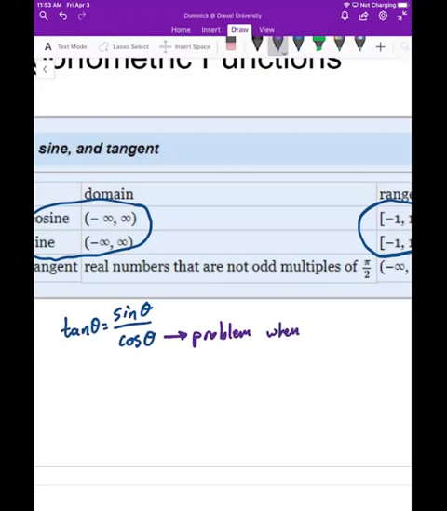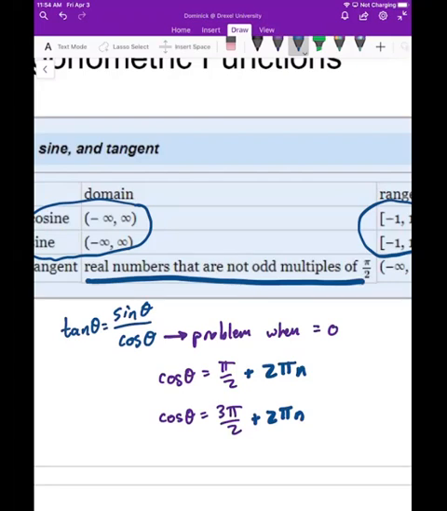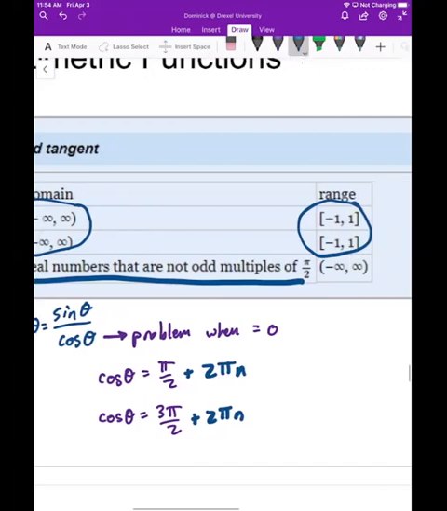And we know that cosine is 0 at pi over 2, and also at 3 pi over 2. But we also know that we'll repeat these when we add any multiple of 2 pi as well. And so we get that the domain of tangent would have to be all real numbers that are not one of these odd multiples of pi over 2.